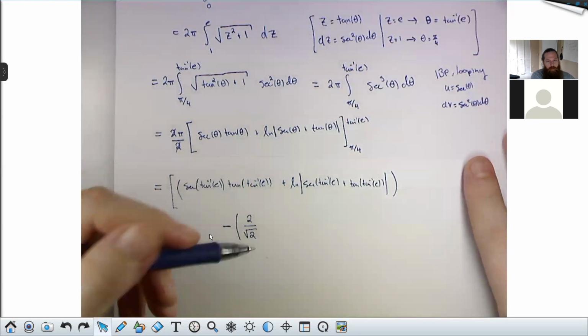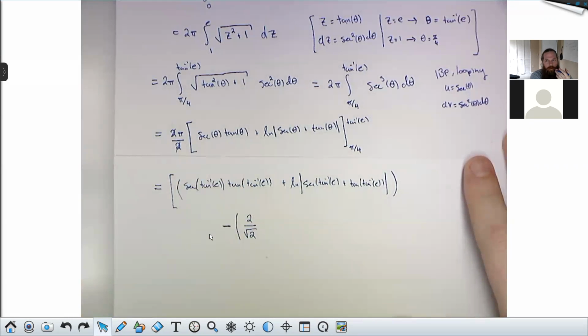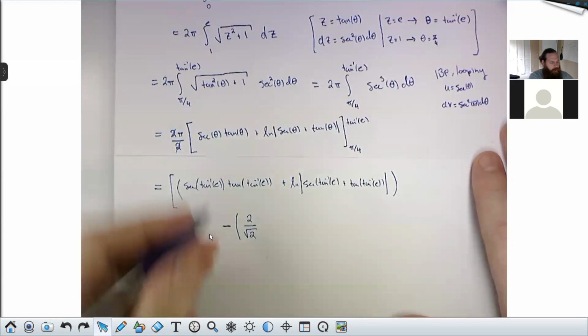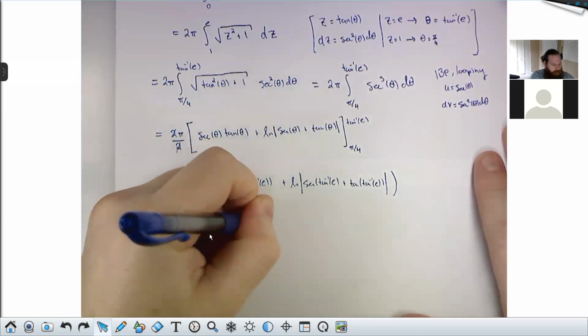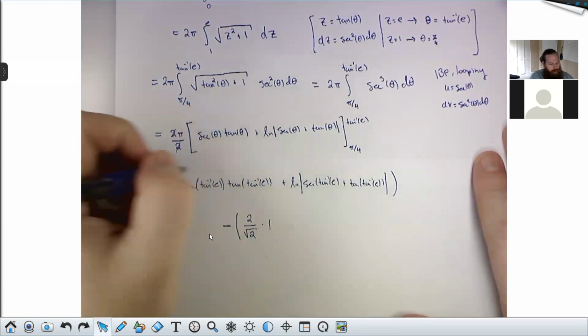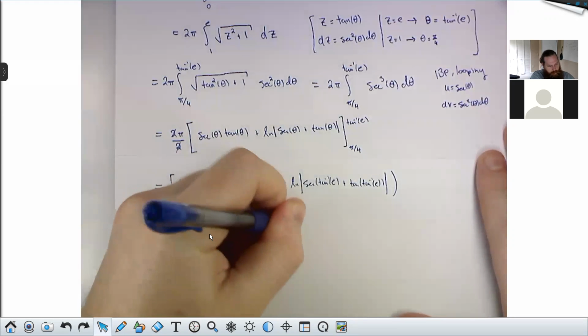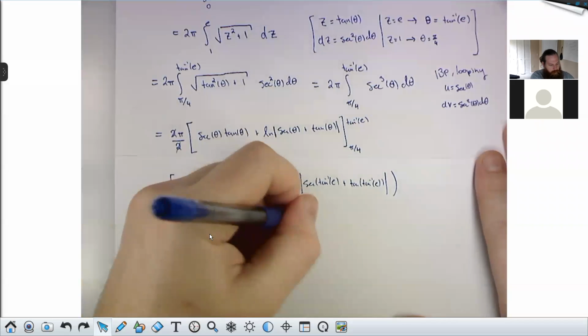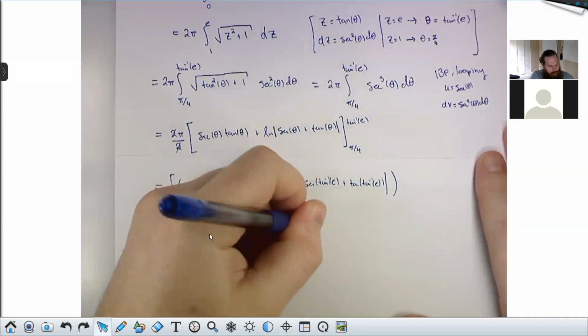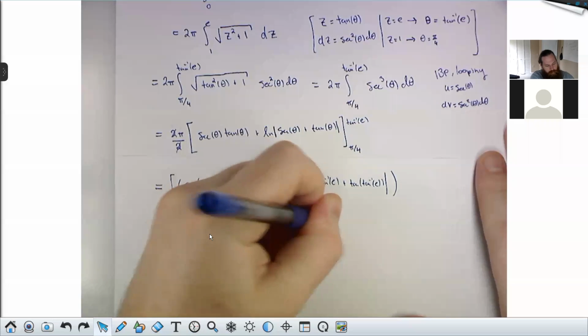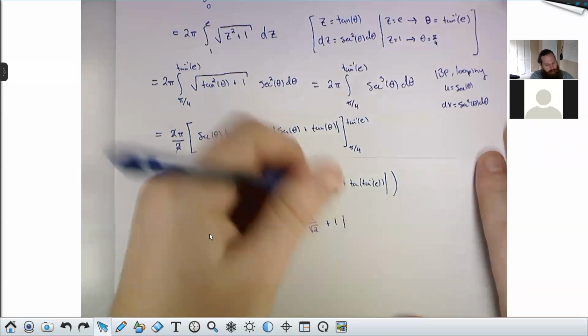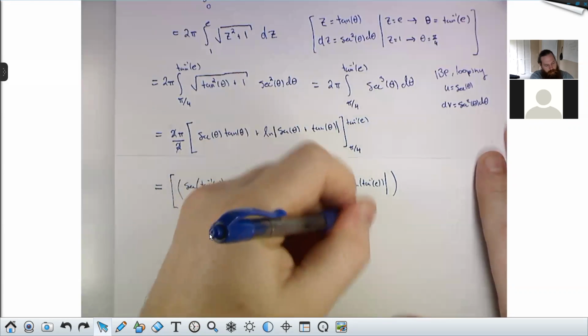Root 2 over 2, that number that you deal with so much in the unit circle, is just the reciprocal of root 2. It's 1 over root 2. It's being rewritten with a rational denominator. So for now, I'll write it like this. We have this times 1, and the tangent, plus the natural log of the absolute value of this plus 1. And then we can close our bracket.